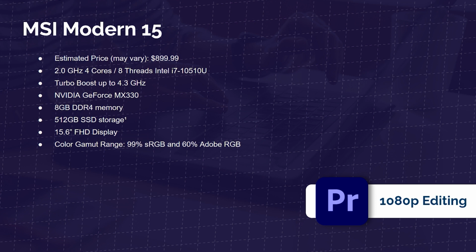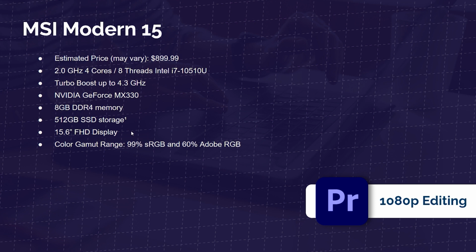It was a little slow in 4K, though. I did run the test. I just wasn't super satisfied with it. And do note that if you want to get this 99% sRGB and 60% Adobe RGB, make sure you're buying the Intel i7-10510U. This is the model that comes with this type of color accuracy.